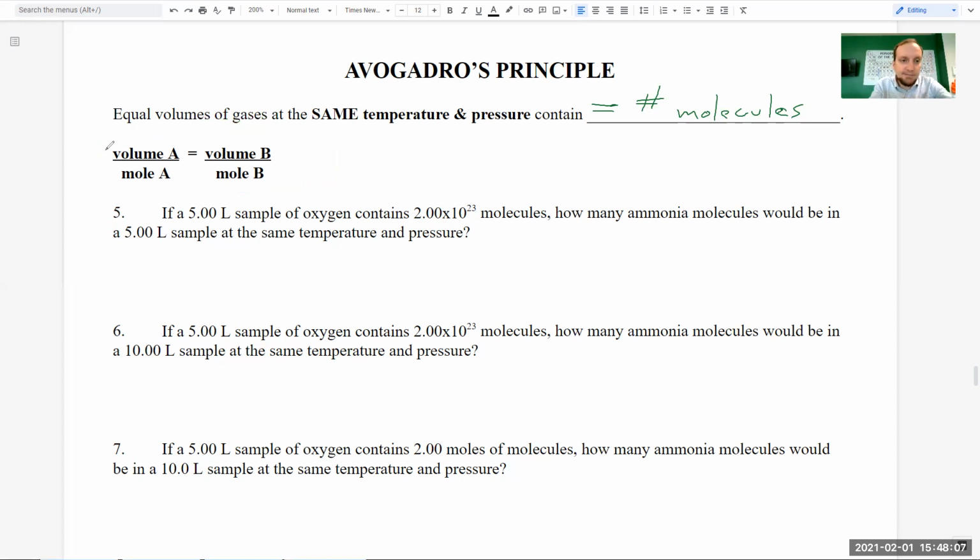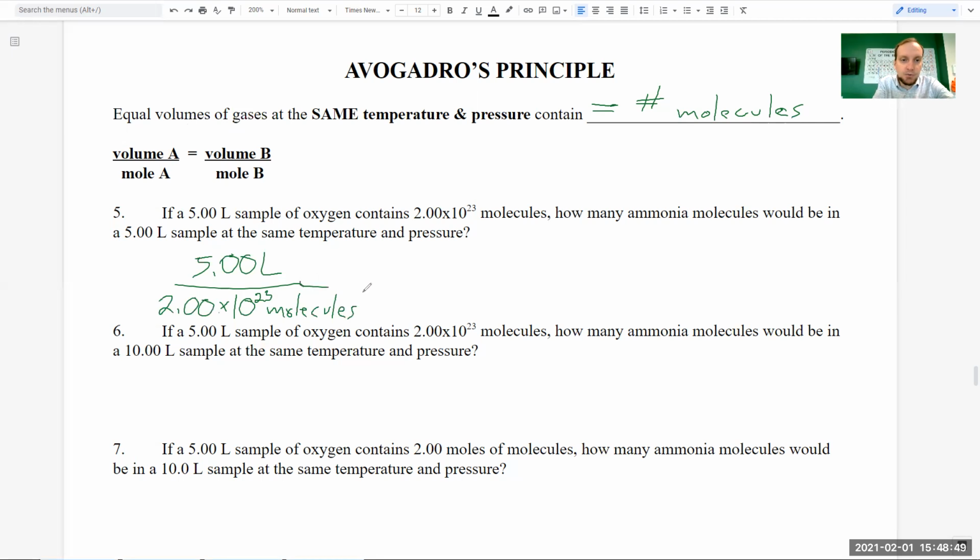Number 5, it says, if a 5-liter sample contains 2.00 times 10 to the 23rd molecules, how many ammonia molecules would be in a 5-liter sample at the same temperature and pressure? So what I'm going to do is take my first condition, my compound A, if you will, which is oxygen, and I'm going to put 5 liters right here as the numerator. Underneath it, I'm going to put its quantity. Now, mole is a quantity and molecules is a compound, but notice we're given a lot of molecules. So in this particular case, I don't actually have to convert molecules into moles.